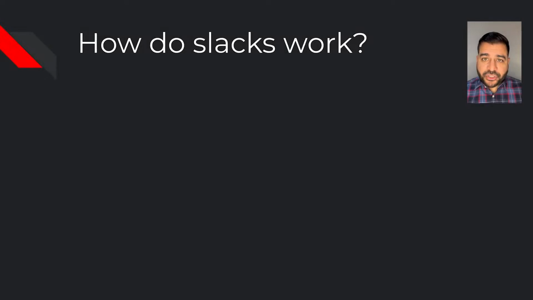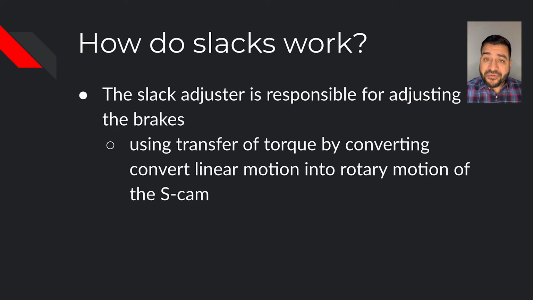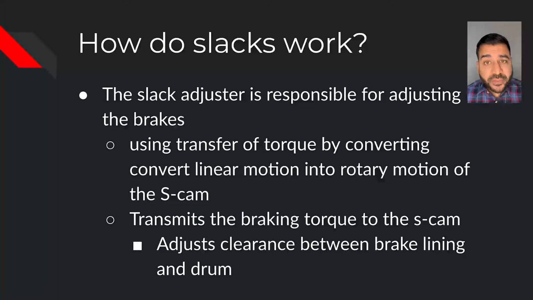In this episode, we will be talking about slack adjusters and why they are important to your vehicle's braking system. So, the slack adjuster is responsible for adjusting the brakes using transfer of torque by converting linear motion into rotary motion of the S-cam. Okay, so the slack adjuster transmits the braking torque to the S-cam. That then facilitates the adjustment of clearance between your brake lining and the brake drum.